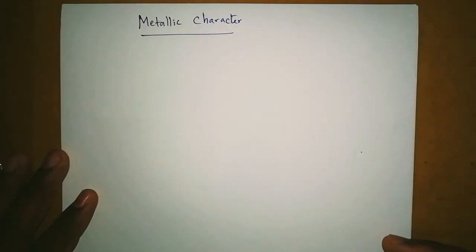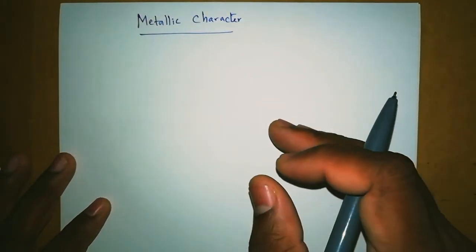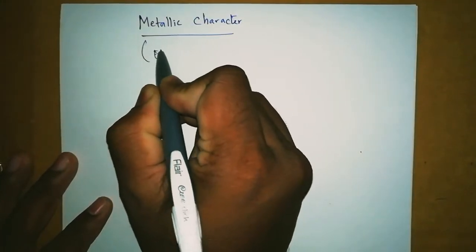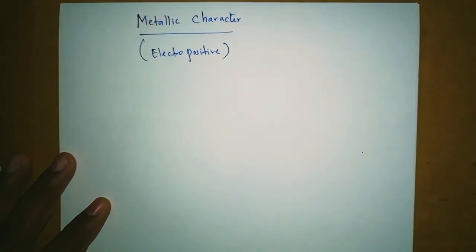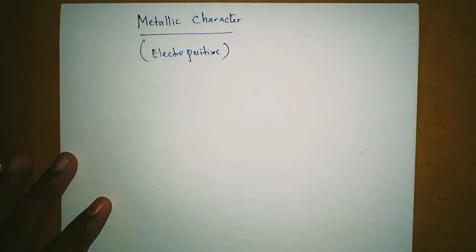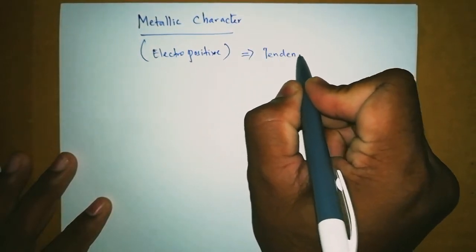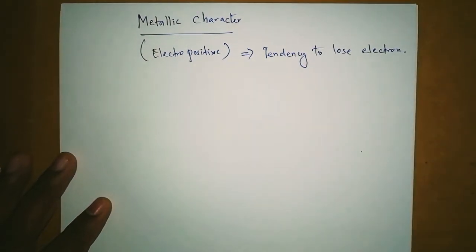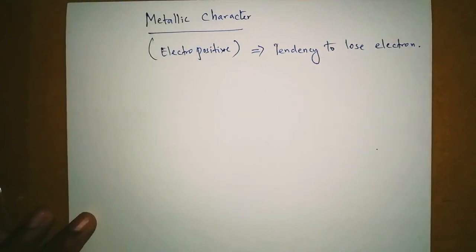Let's start with metallic character. When we talk about metallic character, metal has the property to donate an electron. Am I right? So we can give them another name: they are electropositive in nature. Electropositive means they have the tendency to lose electrons. Am I right? This is the thing we are going to see in this class now.